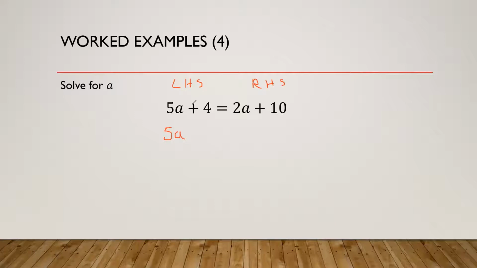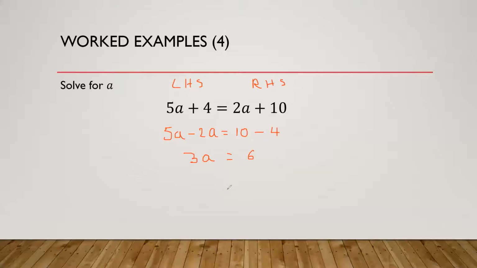So we end up with 5a, and 2a moved to the left-hand side becomes minus 2a. And of course, 4 moved to the right-hand side becomes minus 4. So 10 is still here. We don't touch 10. 10 stays there. But 4 moved to this side becomes minus 4. Now 5a minus 2a is 3a. 10 minus 4 is 6. Now we've got 3a is equal to 6.